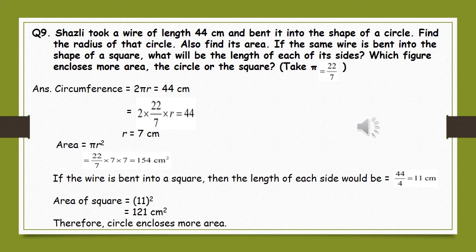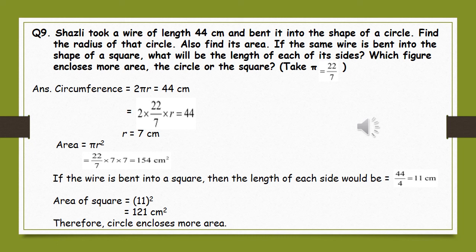Sum number 9. Shazli took a wire of length 44 centimeter and bent it into the shape of a circle. Find the radius of that circle. Also find the area. If the same wire is bent into the shape of a square, what will be the length of each of its sides? Which figure encloses more area, the circle or the square? We have to take the value of pi as 22 by 7.